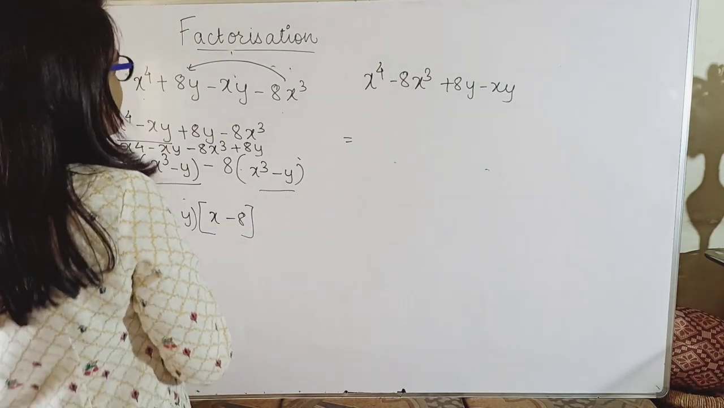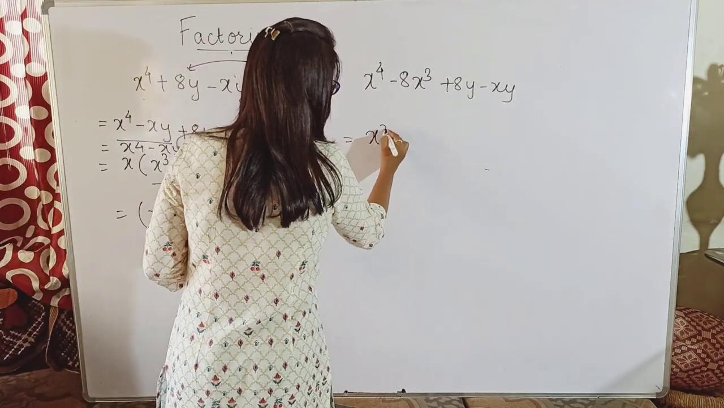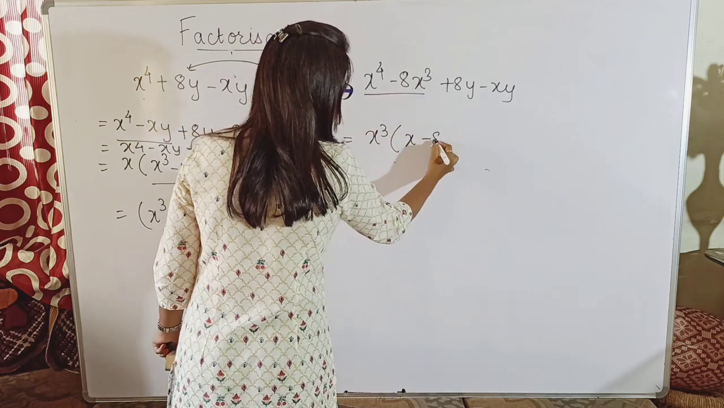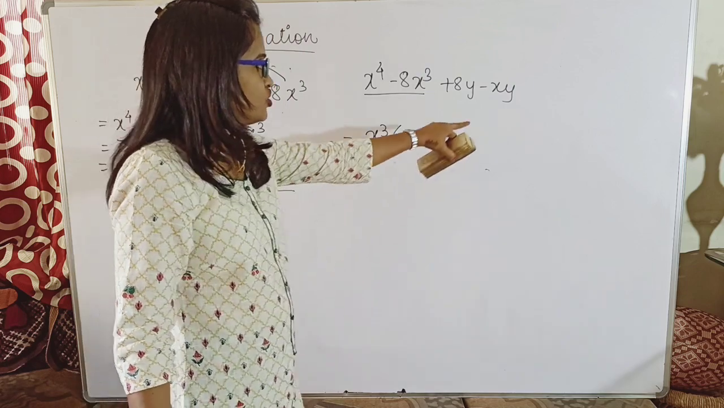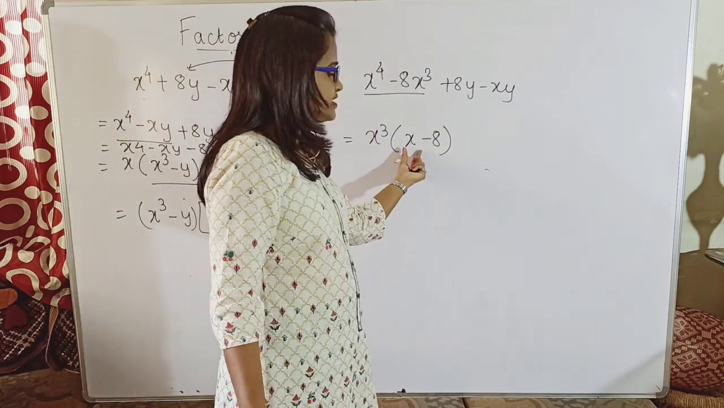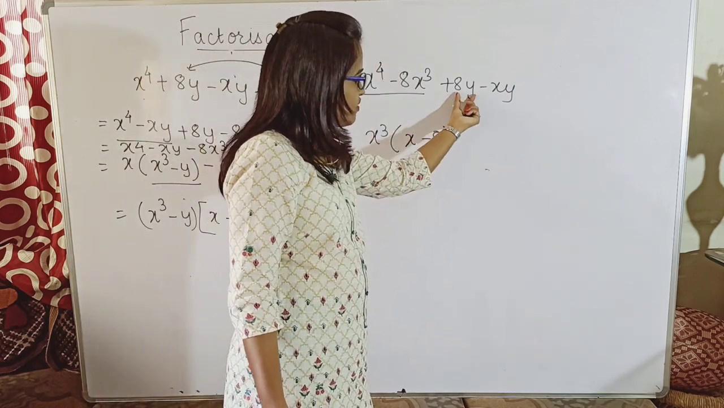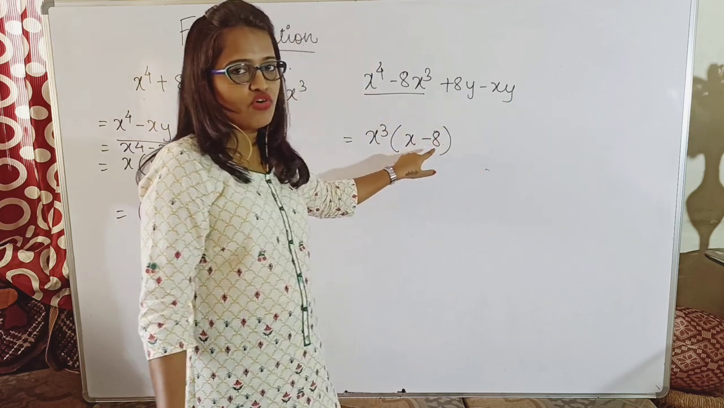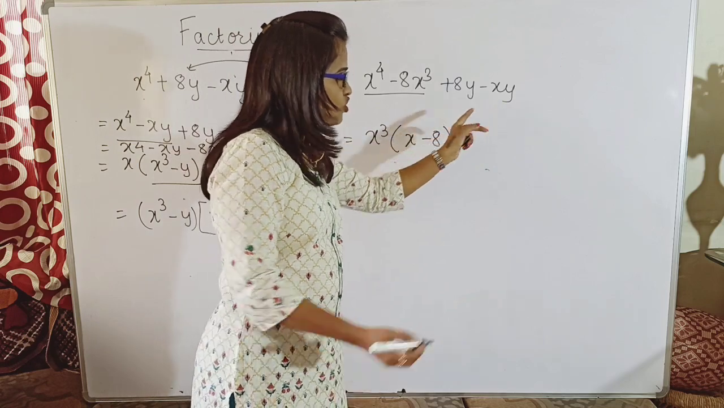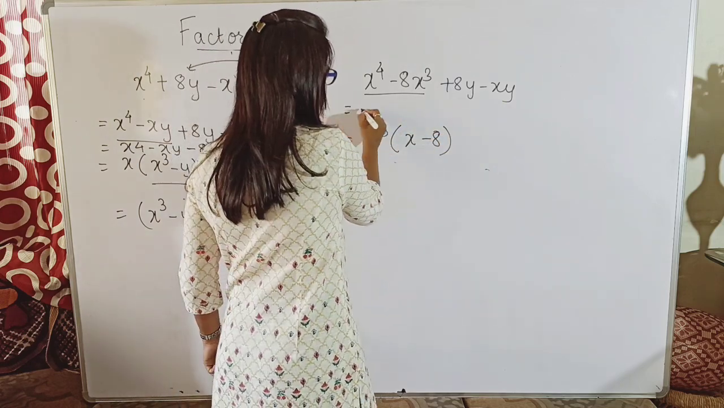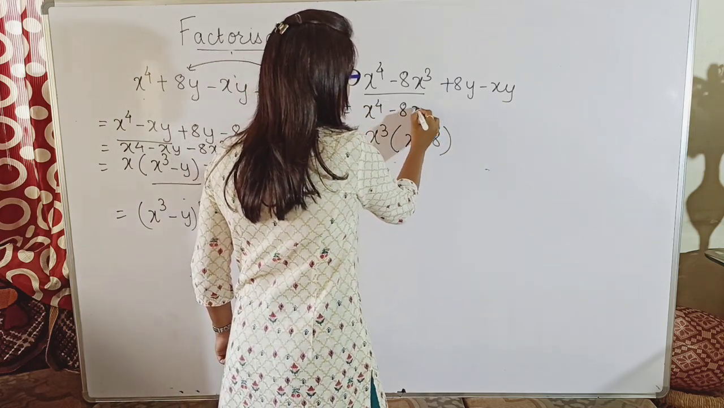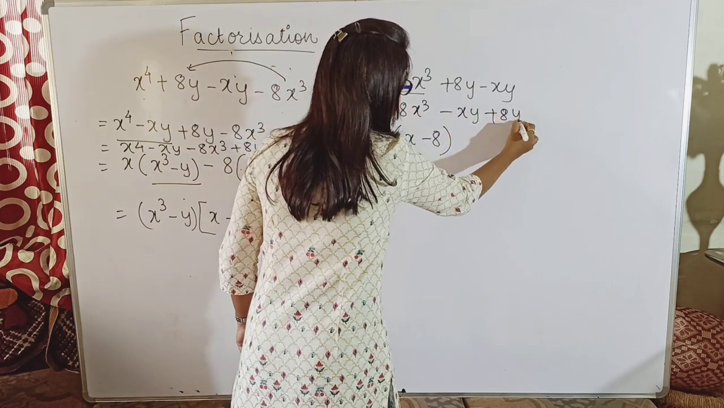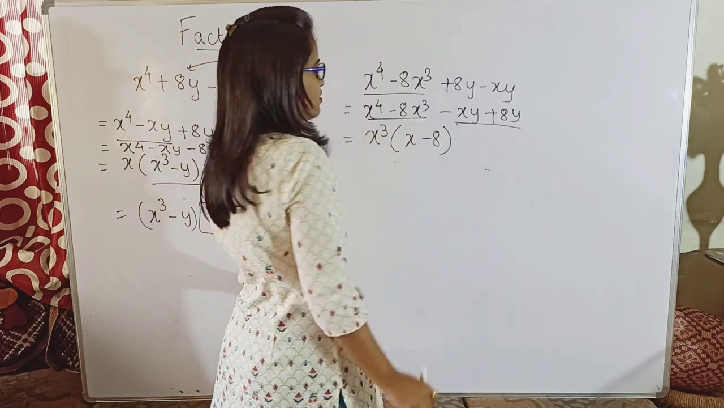So if I take x cube common between these two terms, what is remaining here? x minus 8. Now here also you want x at the first place. So if you take y as common, you will get 8 at the first place. And what I want is x. So from these two also let us rearrange. That's why I have left the space. So here I will write minus xy plus 8y. And then it will be easier for you to find the common.